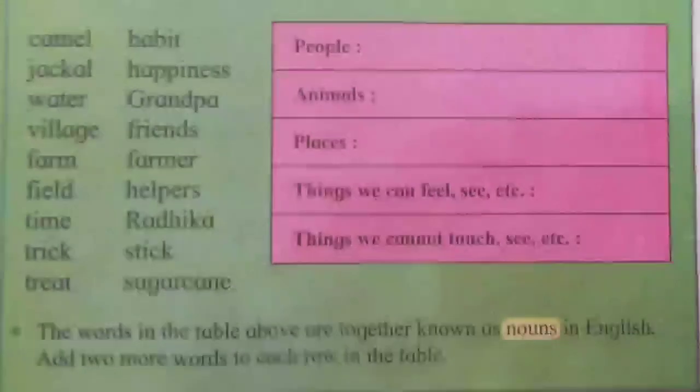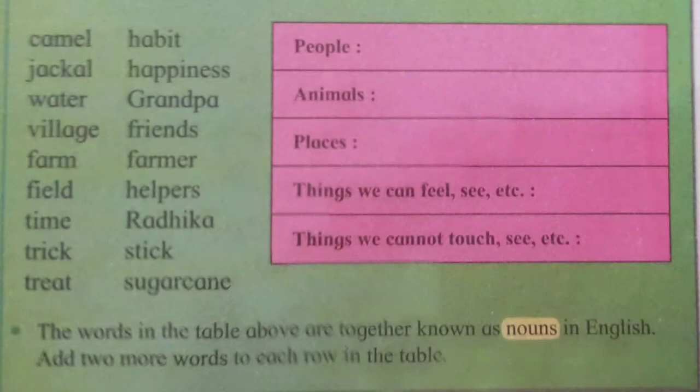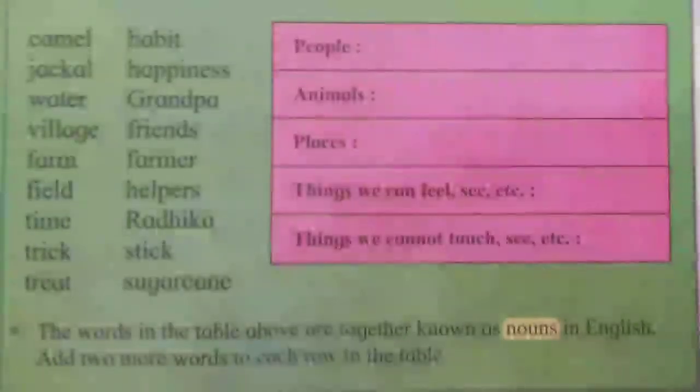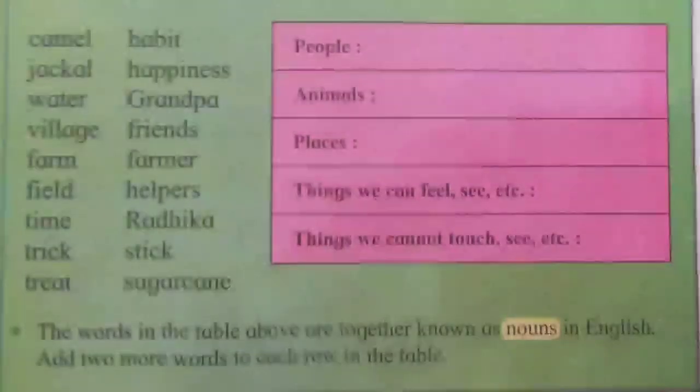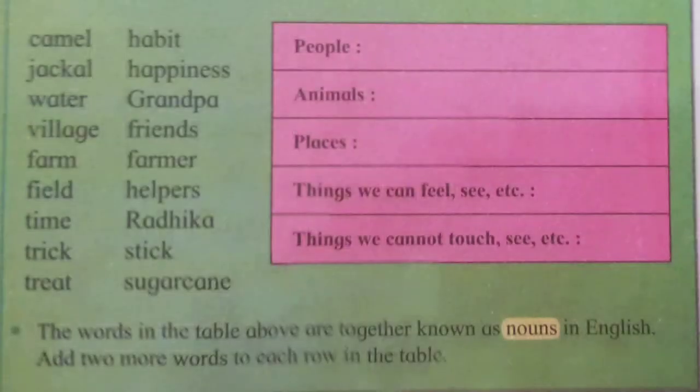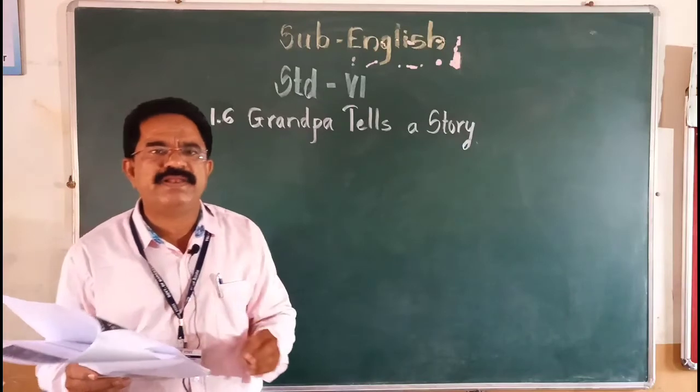And there is some classification. You write the word in the proper bracket. There are some columns: people, animals, places, things we can feel, see, etc. Things we cannot touch, see, etc. Like this. So there is the list given. Then you find which noun belongs to the category people, which noun belongs to the category animal. So you classify and try to write under that title. Is it very easy? Yes. So it is a very simple exercise.